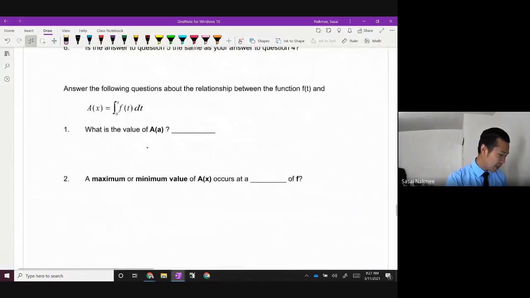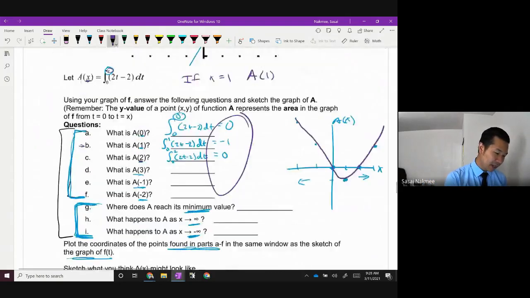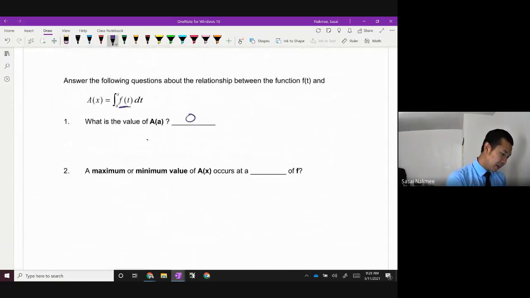So when you come out to here, and they ask you what is the value of A sub a, if it's going to go from a to a, that's just going to be 0. Okay. A maximum or minimum value of A of x occurs at a, right here. So f of t right here, a max or min occurs at, I believe, what would that be called, if the function at a, I hope you guys can see it, I believe it's going to happen at a 0 of f of x.